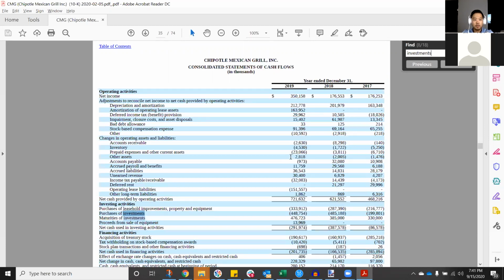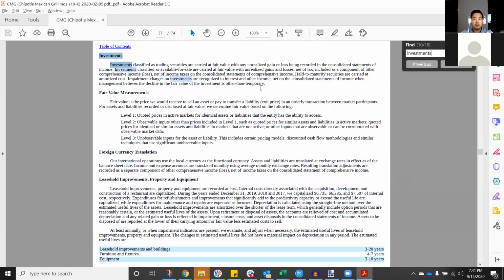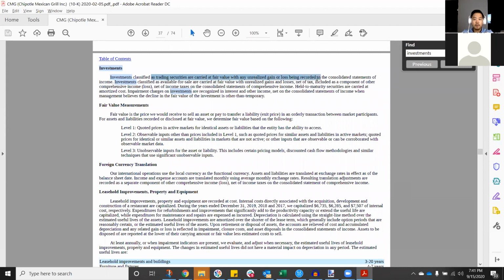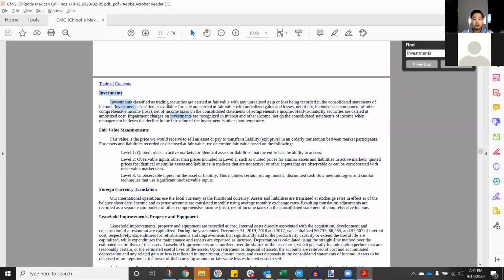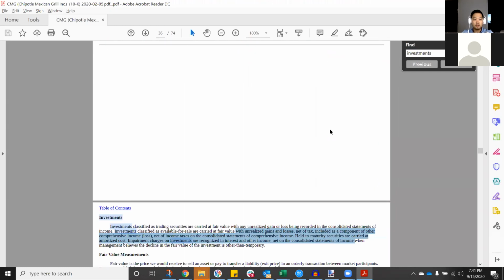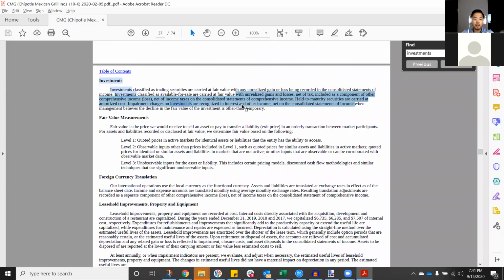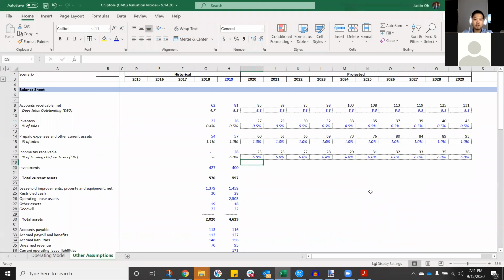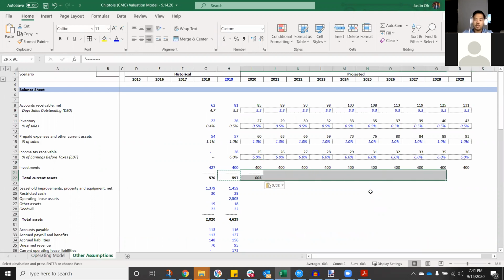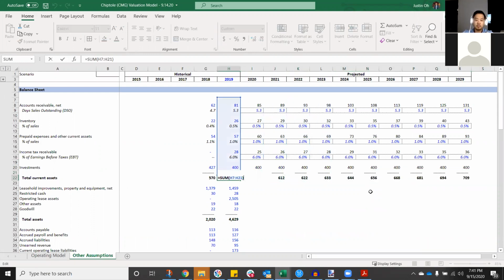Okay, so should be under income tax receivable. Okay. Our trading securities carried at fair value, held to maturity. I don't know why they have them. They're not really telling us what they are. So what I'm going to do here is just keep it the same because I have no view on it. And I don't think it's part of the core business. They're just keeping random market investments there.